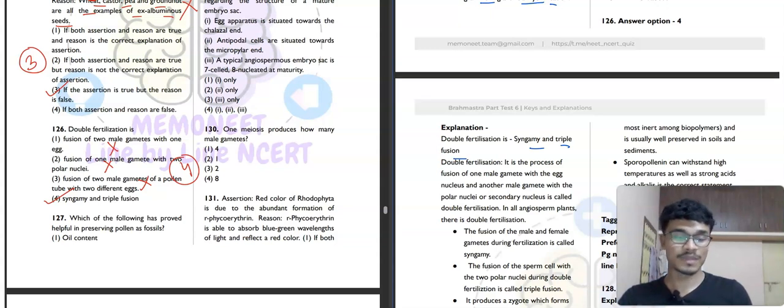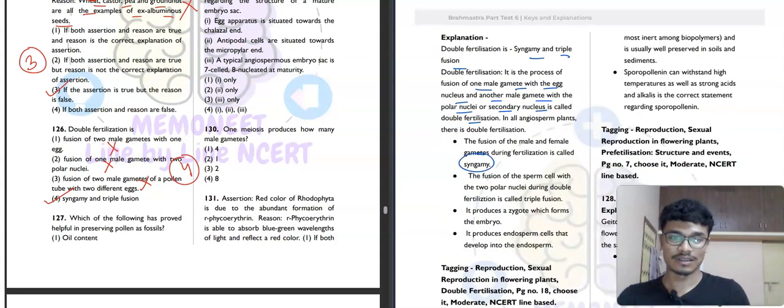Double fertilization is basically a process of fusion where one male gamete fuses with the egg nucleus and another male gamete fuses with the polar nuclei or secondary nucleus. One process is called syngamy and the next process is called triple fusion. That's why we combinedly call it double fertilization. That is what is written in this explanation: the fusion of one of the male and female gametes during fertilization is called syngamy, and then the fusion of the sperm cell with two polar nuclei during double fertilization is called triple fusion. So both combined are double fertilization.